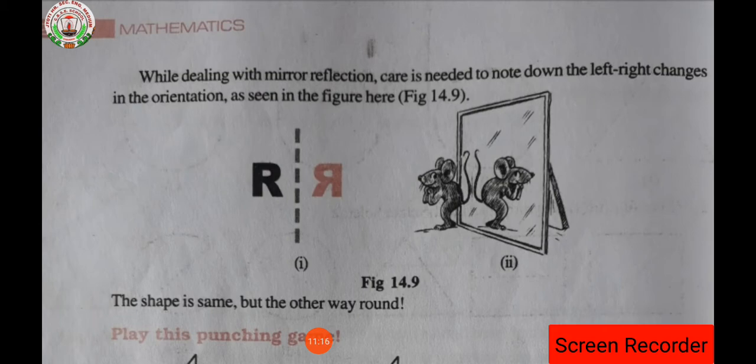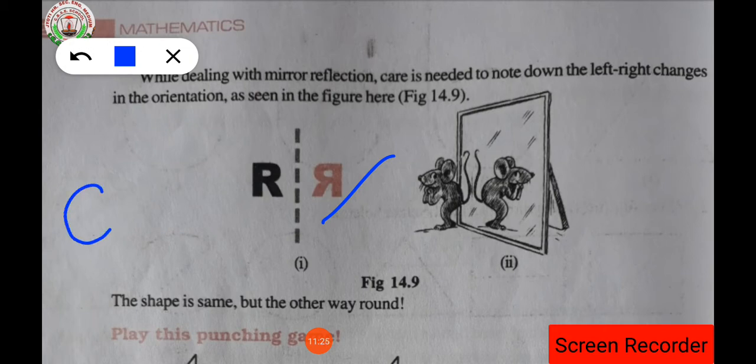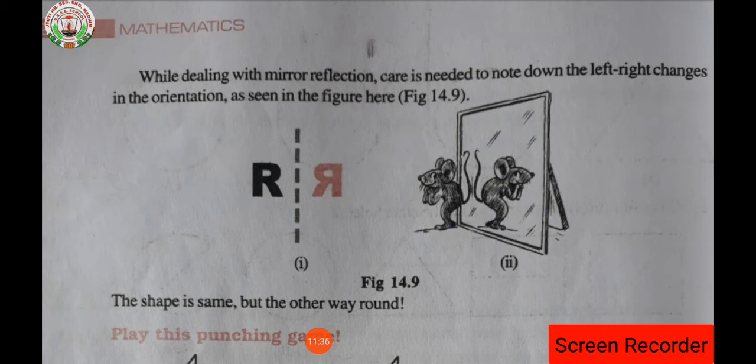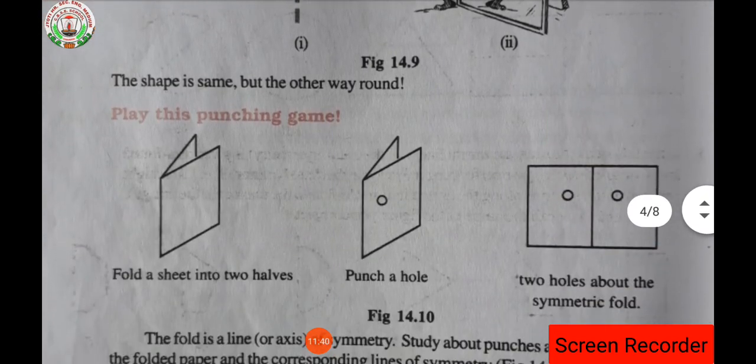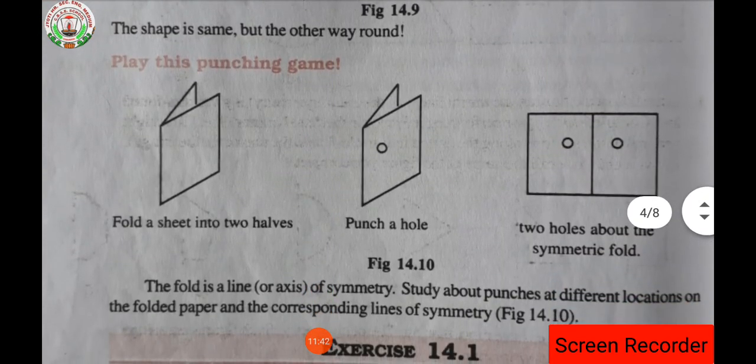If you show the letter R on the mirror, it will reflect the opposite R. This one is the mirror image of alphabet R. If you show the mirror image of letter C, it will look like this. So this is also a mirror image given as an example. The shape is the same but the other way round. Clear? Now before dealing with the exercise, let's see some more things. Then after we will start the exercise.